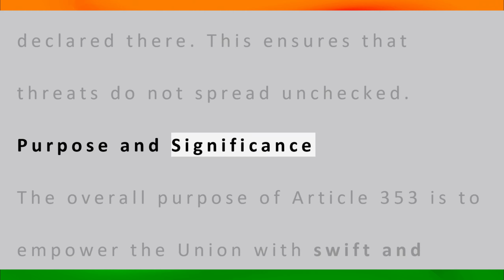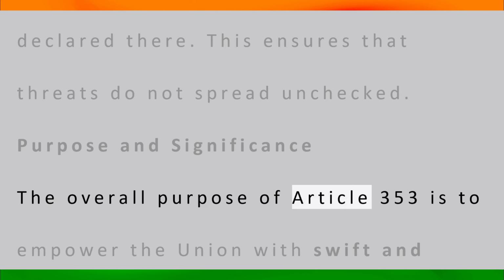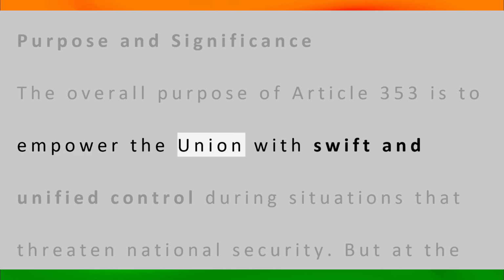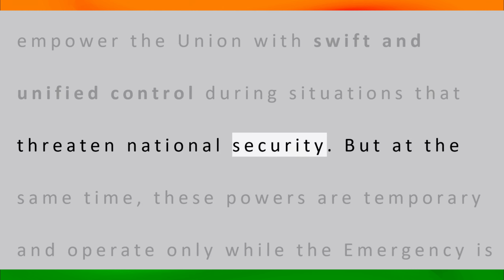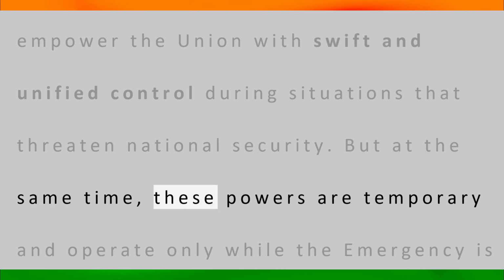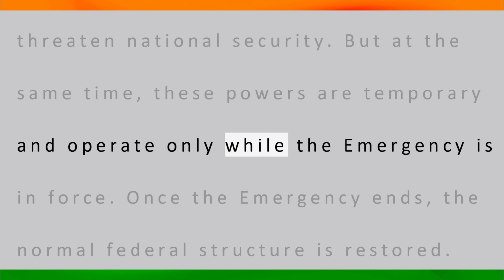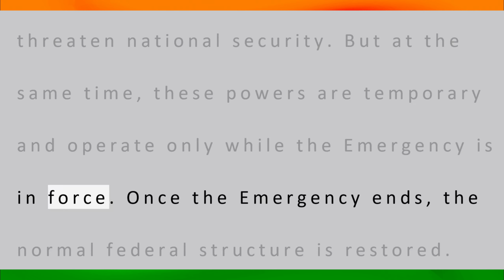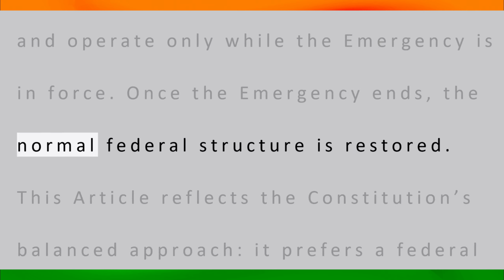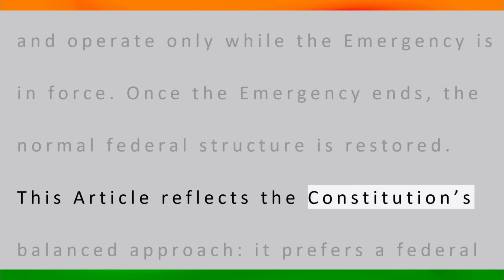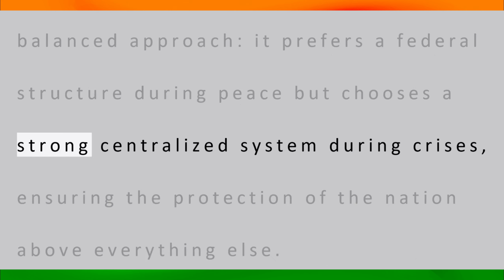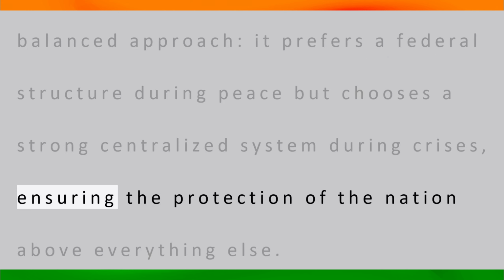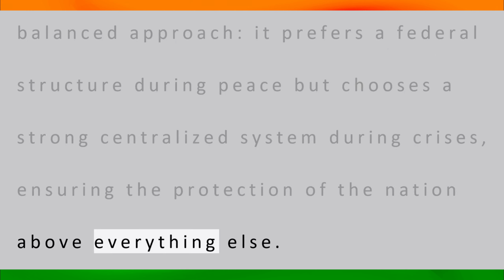Purpose and significance. The overall purpose of Article 353 is to empower the Union with swift and unified control during situations that threaten national security. But at the same time, these powers are temporary and operate only while the emergency is in force. Once the emergency ends, the normal federal structure is restored. This article reflects the Constitution's balanced approach. It prefers a federal structure during peace but chooses a strong centralized system during crisis, ensuring the protection of the nation above everything else.